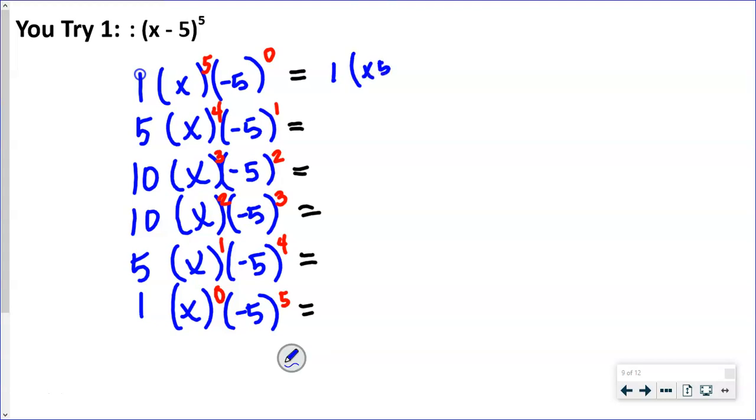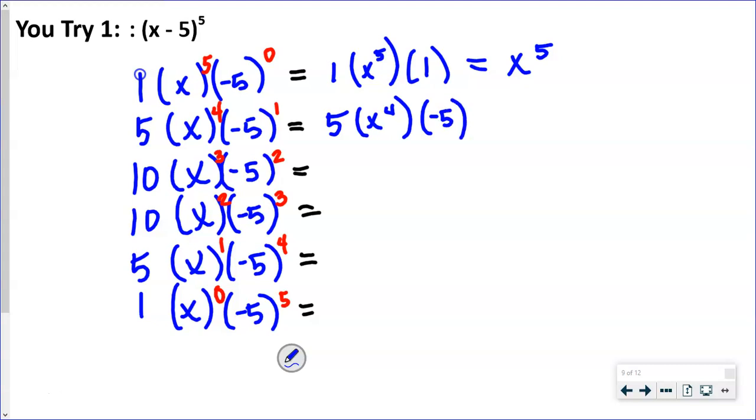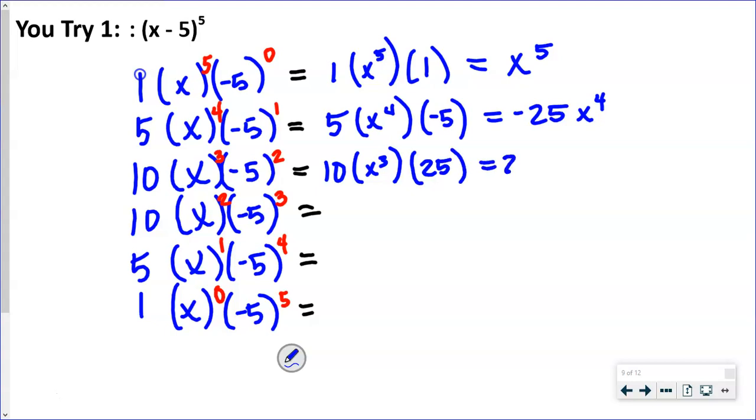Okay, so we've got here 1 times x to the 5th. Whoops, that does not look like a 5th power, y'all. And remember, anything to the 0 power is 1. So this is just going to be x to the 5th, okay? Then we have 5, x to the 4th. And now we have negative 5 to the 1st power, so that's going to be negative 5. Now we're going to multiply the 5 times the negative 5, so that's going to be negative 25 x to the 4th. Then we've got 10 x to the 3rd, and now we've got negative 5 times negative 5. Isn't that a positive 25, y'all? And then we're going to do 10 times 25, so that's going to be 250 x to the 3rd.